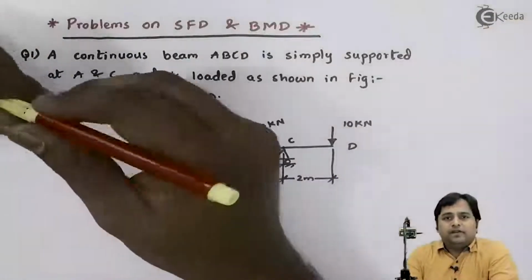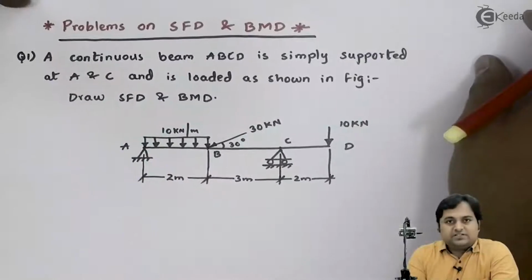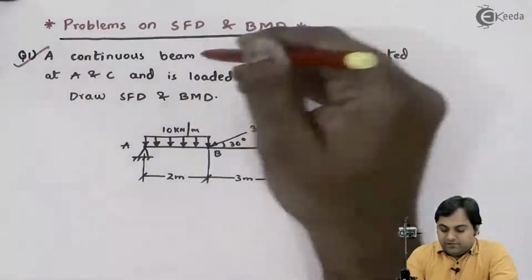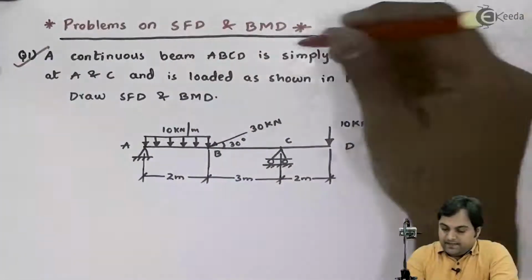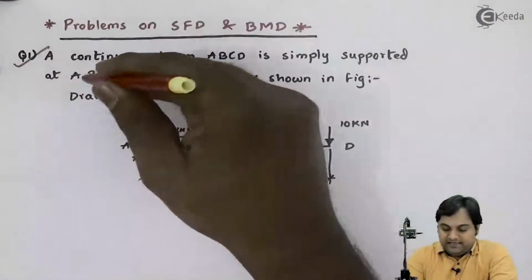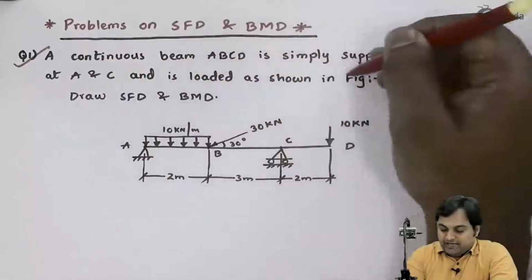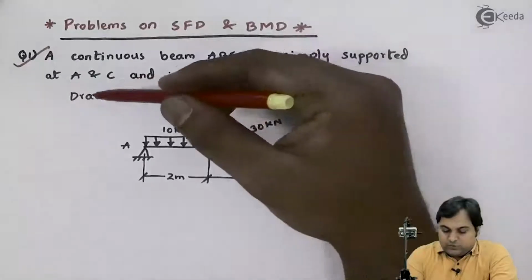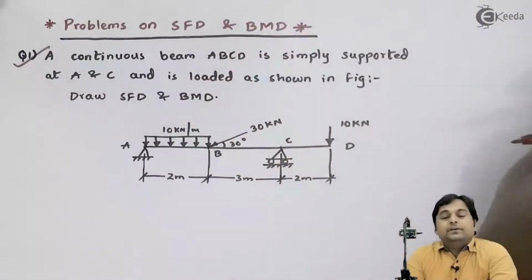Complete some problems on SFD and BMD. We are starting with the first question. A continuous beam ABCD is simply supported at A and C and is loaded as shown in figure. Here they have given some diagram. The question is, draw SFD and BMD.